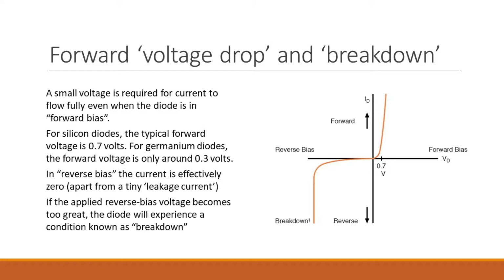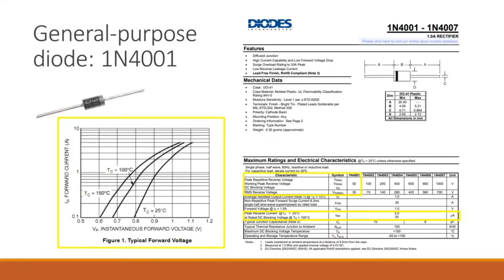So that's what we're looking for. Let's see if we get it from the results. Now, the diode that I'm going to be using, this general purpose diode, there's a little information here in the data sheet that might help you.